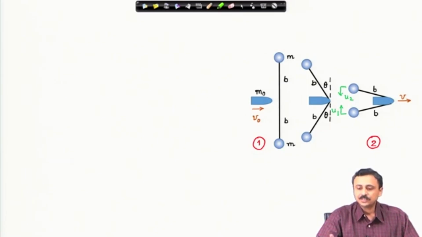I have considered general velocities when theta is 90 degree. I have considered the vertical velocities of these two spheres as u1 and u2. It has been marked, but they are also moving along with that body of mass m naught. So, these are the relative velocities of the two spheres.